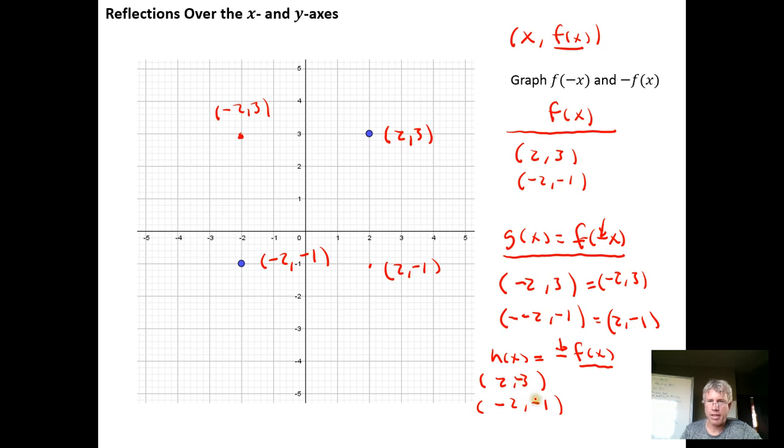If I negate a negative, I get a positive, so I wind up with (2, -3), which is just this point reflected over the x-axis, and then we wind up with the point (-2, 1), which is just this point reflected over the x-axis.